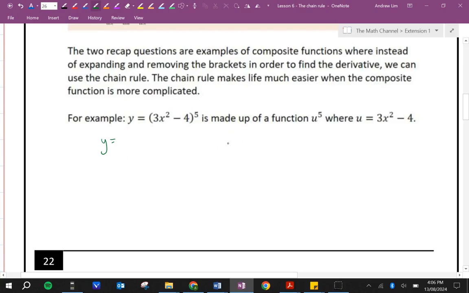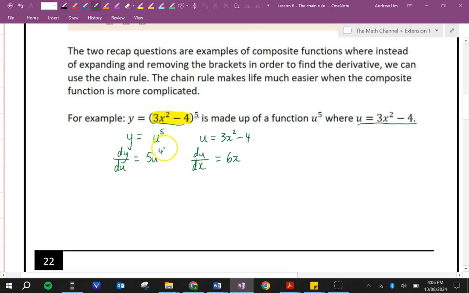So what we're going to do here with the chain rule is we're going to let u equal 3x squared minus 4. If we let u equal that, technically we have y is equal to u to the power of 5. The reason why we want to do this is because if u is equal to 3x squared minus 4, then I can differentiate that with respect to x. That's just 6x. And I can differentiate this one with respect to u. That's 5u to the power of 4.